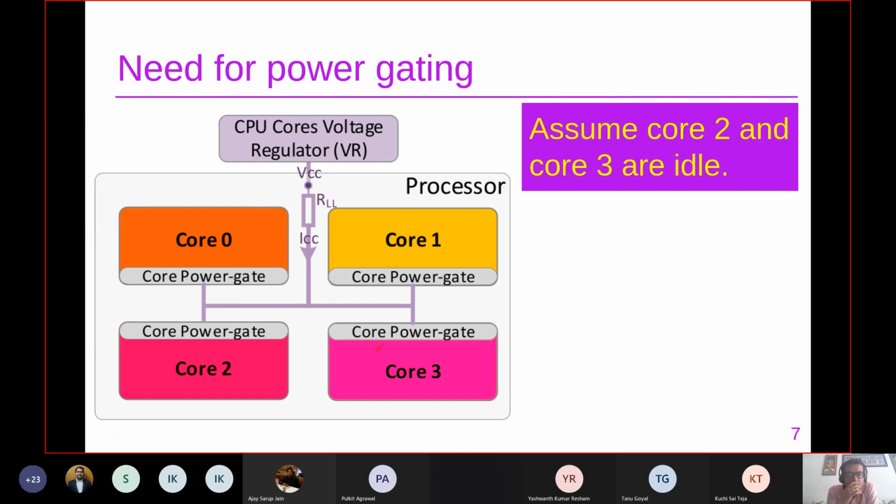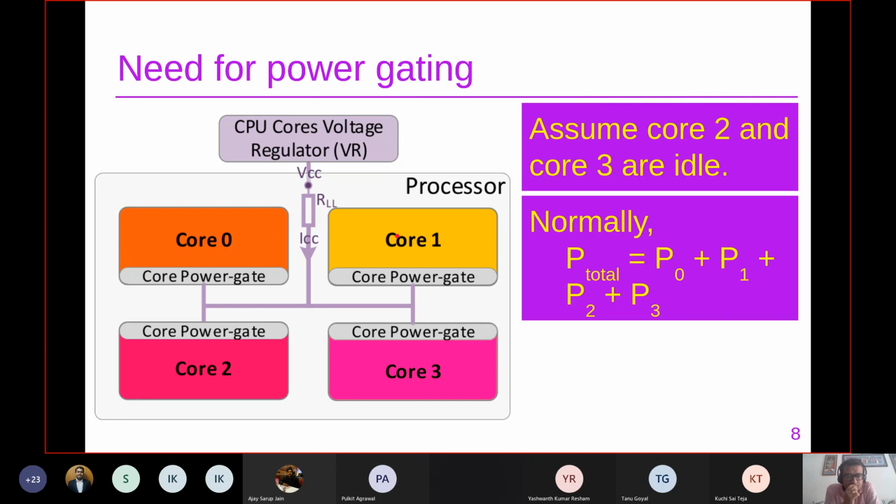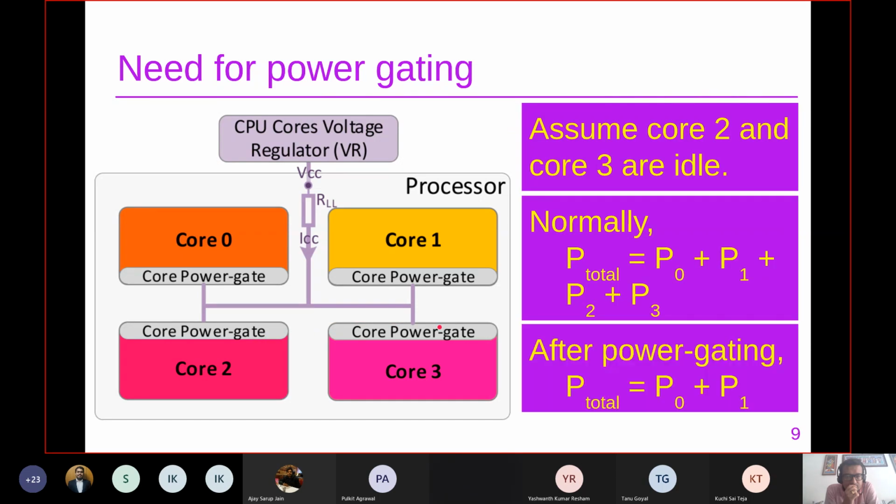Just to give you a brief overview of what I mean by inactive or active components, let us assume that this is a quad core system wherein every core has the capability of power gating itself. And secondly, let us assume that for the moment core 2 and core 3 are idle. In that scenario, normally the total power consumption is the power consumption of core 0 plus core 1 plus core 2 plus core 3. But let us assume that we have power gating circuits wherein we can switch off the supply to these cores. Then the total power consumption of the system will be the power consumption of core 0 plus core 1, since core 2 and core 3 are idle.